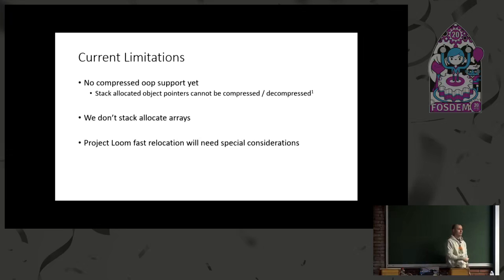We may need to do something special for Project Loom here. Either prevent stack allocation of objects that live across method calls, because in the mode where they do the fast relocation of the stack, it's just a simple memcopy. So if you have a reference on the stack pointing to a stack object, nobody's there to patch it, to update it. So we'll get there eventually.